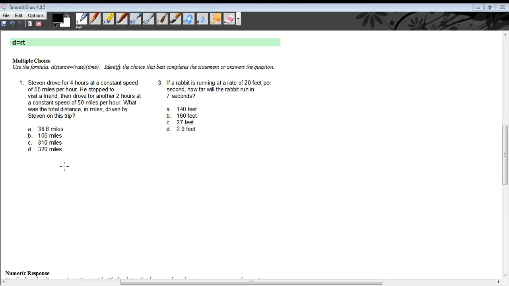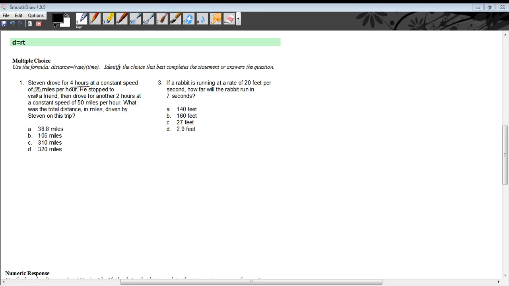So, Stephen drove for 4 hours at a constant speed. Underline some of these numbers here. Actually, is there a highlighter feature? What's this one? Digital airbrush. Just add water. I'm sure there's a highlighter. Well, I'll figure it out later.